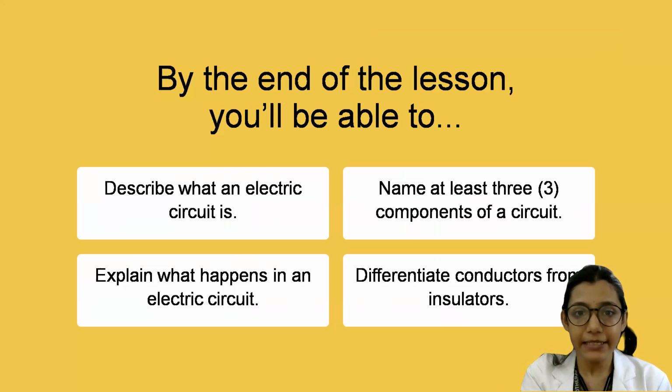Next is explaining how the electric circuit happens, how it connects the light circuits and the series circuits. Another is the difference between conductors and insulators.